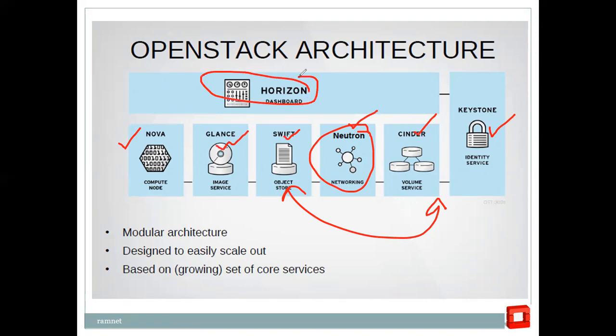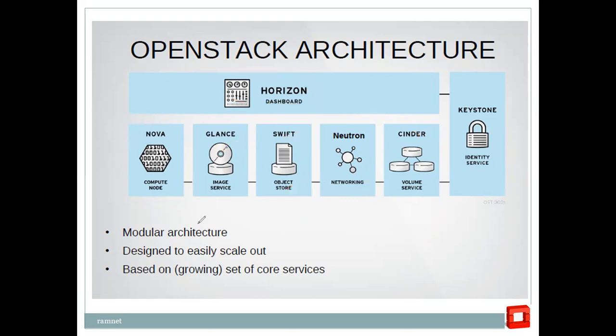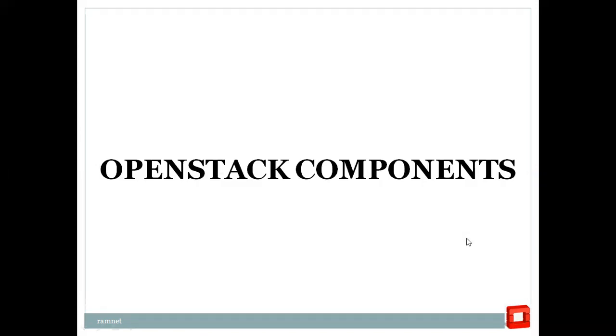Horizon dashboard is there. So Keystone provides the identity service. Nova provides the compute nodes, creating the virtual machines. Glance provides the images for the virtual machines. Swift and Cinder provide the object and volume services. Neutron provides the network for it. We will be seeing some of the coming slides that give much more explanation about that. It's a modular architecture designed to easily scale out based on a growing set of core services. Okay. Let's go to the next one.